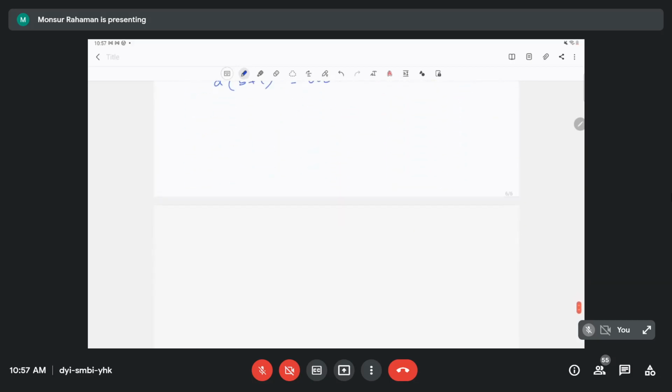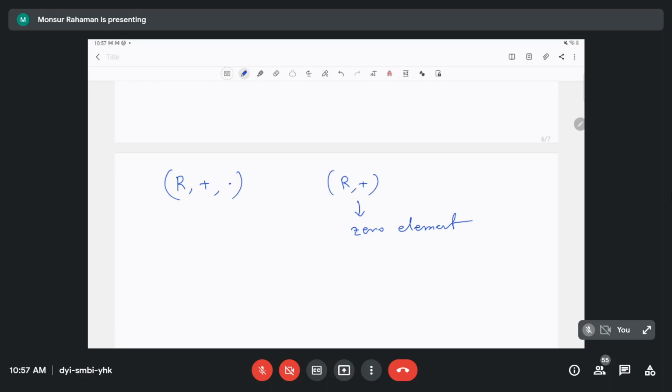So now let me add some conditions. Normally the identity element of R plus we will call the zero element. This is a zero element. And if there is an identity element with respect to the dot product, then we will call it unity. Okay.